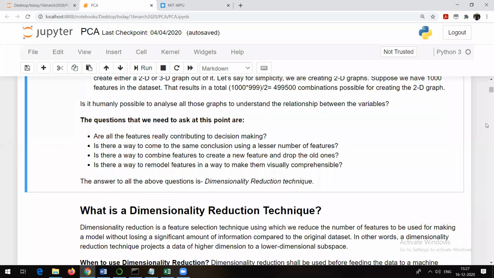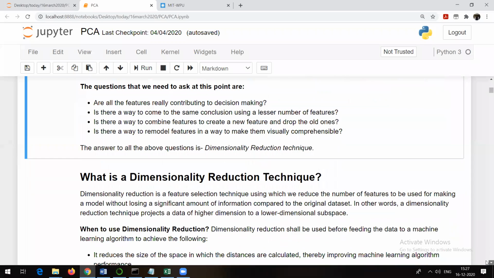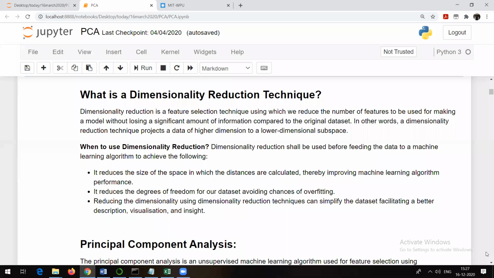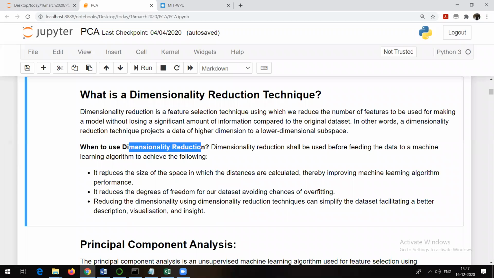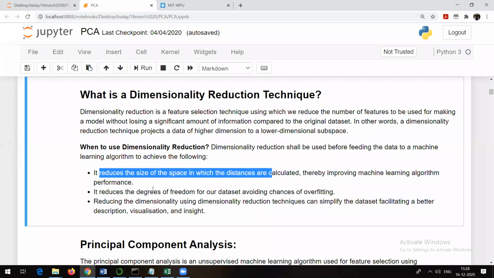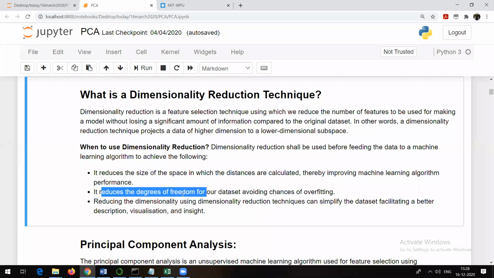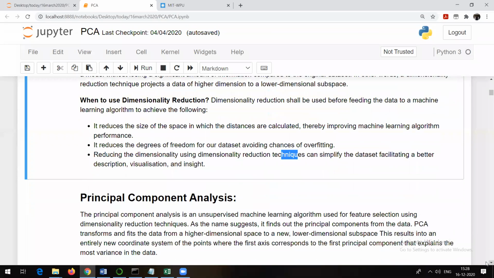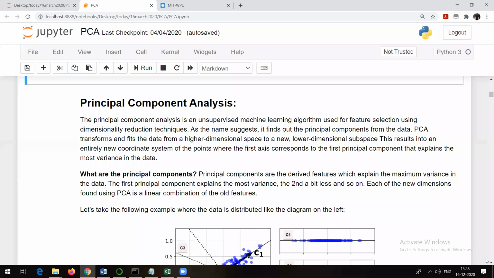So everything I talked about is explained here. What is a dimensional reduction technique? Why use a dimensional reduction technique? It reduces the size of the space in which distances are calculated. It reduces degrees of freedom by reducing the dimensionality. In short, it is going to speed up the process.